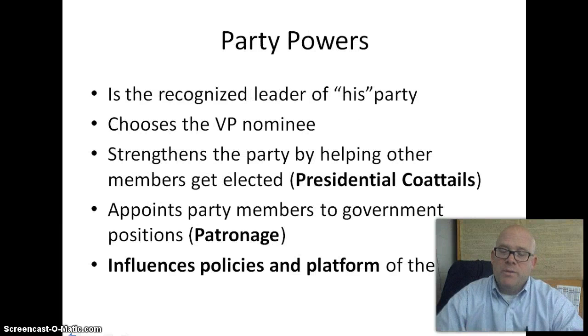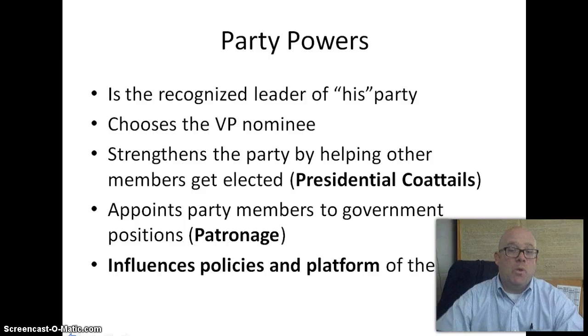All right, party powers. The president is the head of his political party. He is the leader of that party. Right now, Barack Obama is the head of the Democratic Party in the United States. He has the authority to choose his running mate, his vice presidential nominee. He is going to help strengthen, or attempt to strengthen, his party by endorsing candidates from his party to win elected office. Sometimes this is called riding the presidential coattails.